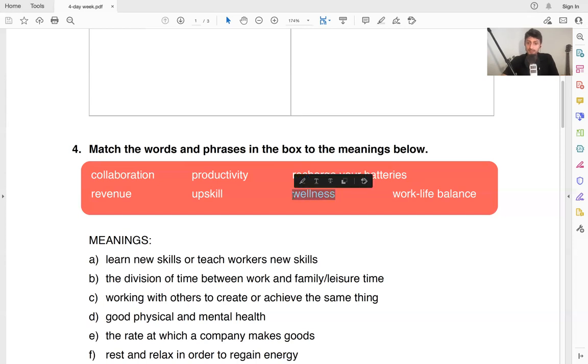Wellness is feeling well, feeling healthy. So for example, wellness is a very important part of life. To go to the sauna, to exercise, to spend some time in nature. All that is part of wellness and work-life balance.